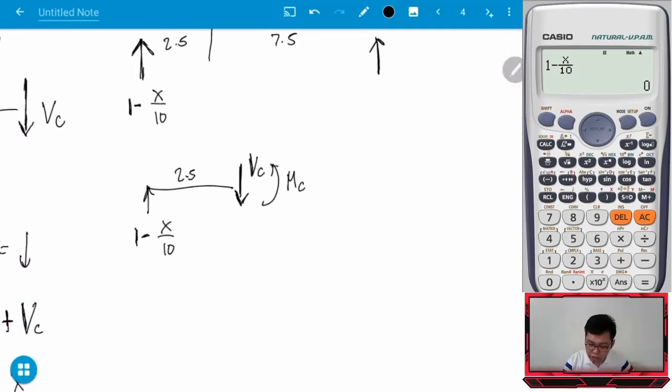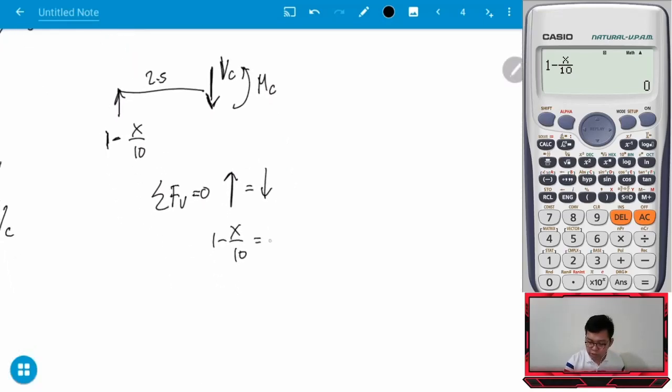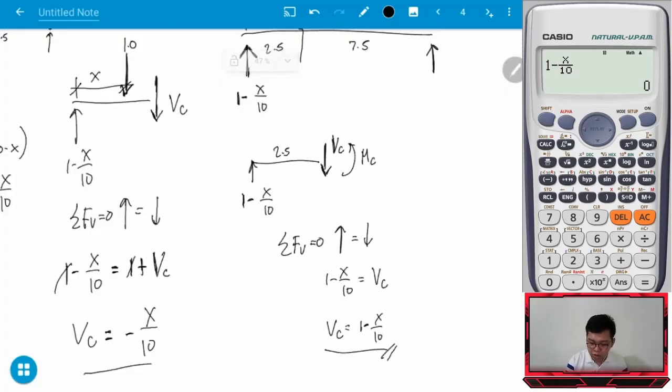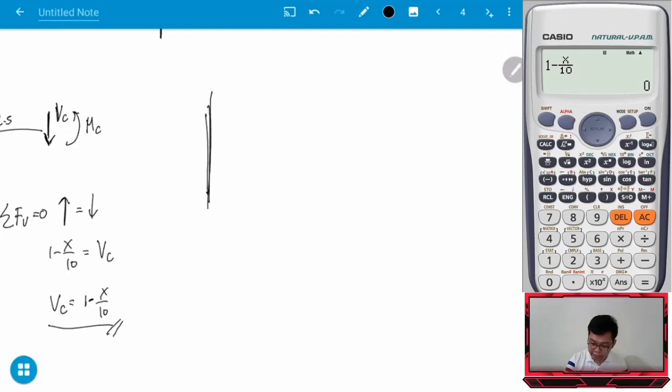Okay? So, anyway, summation of forces vertical is equal to 0. Upward is equals downward. So, the upward forces, 1 minus x over 10. Likewise, our downward force is actually VC. Therefore, yan yung VC mo. VC is actually 1 minus x over 10. So, you have your two equations. Then, you can now draw your influence diagram. Draw down natin dito sa kabila.